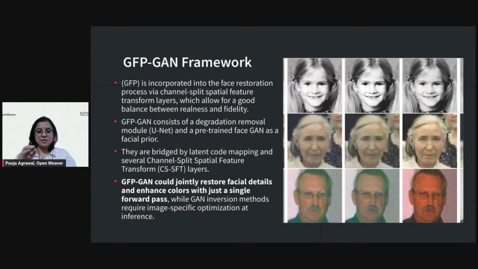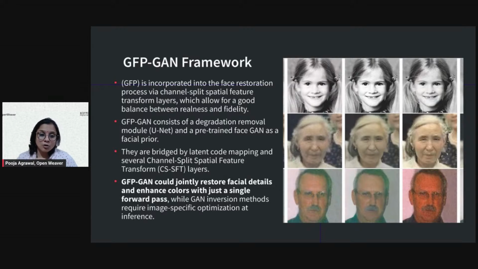Within this, there are steps that are being followed while we use this pre-trained model, and they are bridged by latent code mapping. How are we combining the effects of these two models? The channel split spatial feature is being code mapped, and then the transform layers are used to showcase the results. So your GFP-GAN could jointly restore facial details and enhance colors with just a single forward pass. That's what I'm trying to focus on.